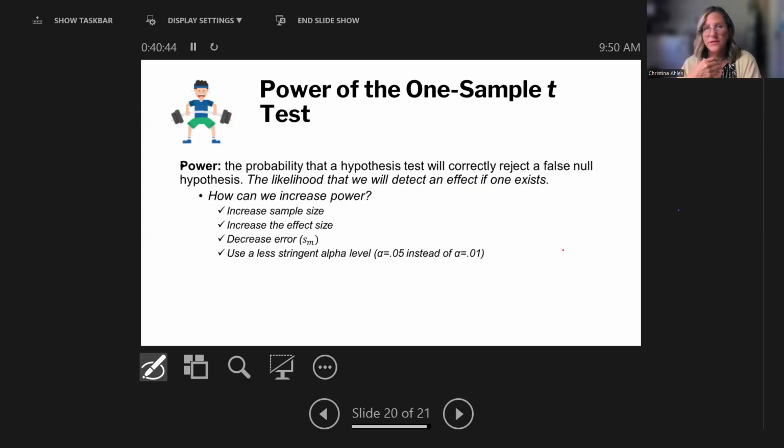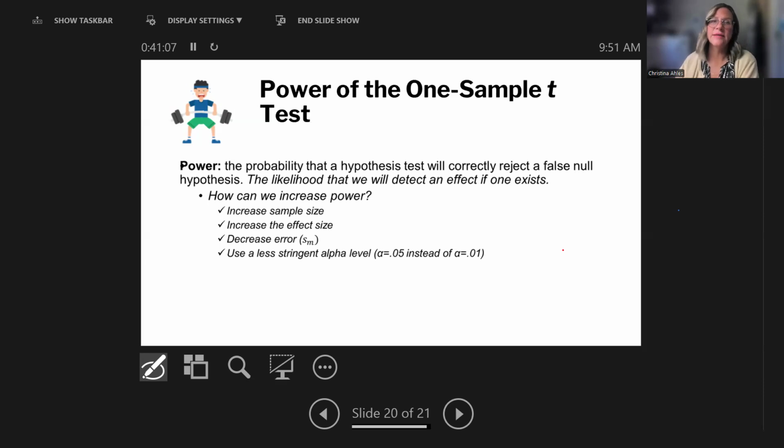Power, again, is just as it was with the z-tests. Power is the likelihood of correctly rejecting the null, or the likelihood that we will find significance if significance is there. We can increase power by increasing the sample size. We can increase the effect size.